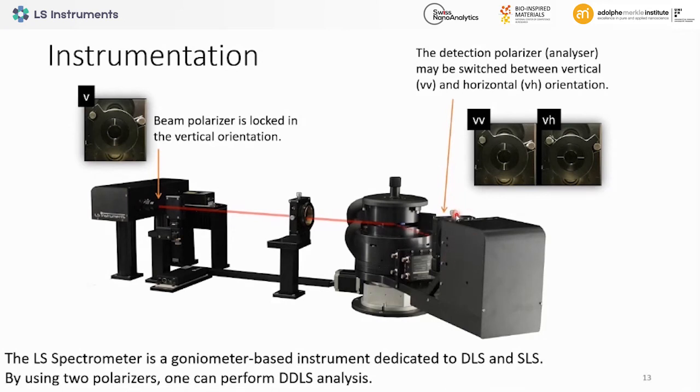The detector is here, we don't see it from the front, but from the detection point of view we have the second polarizer, which we now call the analyzer, and it can be in two states. It can be in VV, which means the polarization is identical to the polarization of the laser, or it can be in the so-called VH direction, when the polarization is perpendicular to the incident one. This is what we use when we measure dynamic light scattering. This is what we use when we measure depolarized dynamic light scattering.